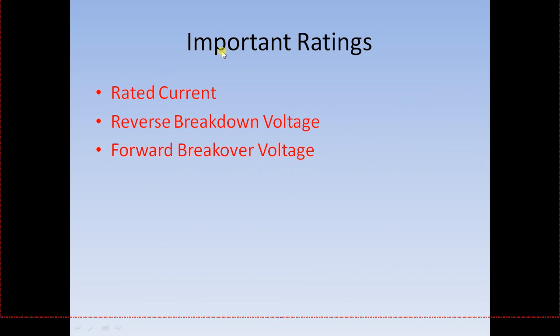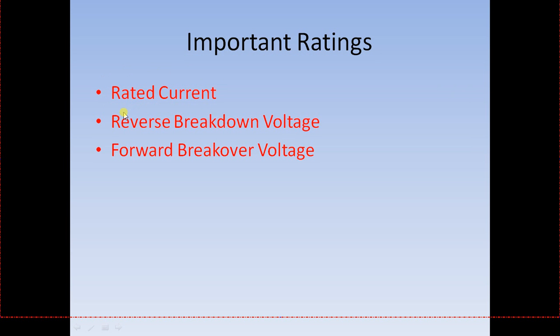So, important ratings. Similar to that of a diode, we have three ratings, one extra rating for the thyristor because of the J2 junction: the forward breakover voltage, rated current, and reverse breakdown voltage. A thyristor cannot carry infinite amounts of current. It has some rating. If we cross that rating, it would be damaged due to thermal heating.